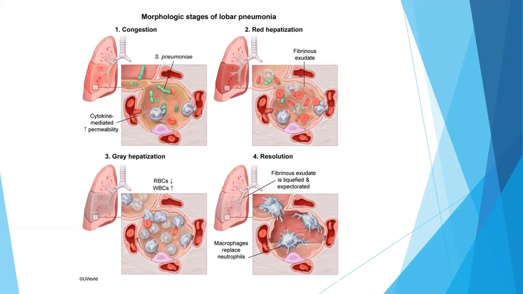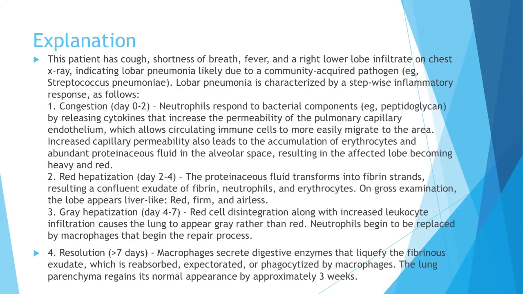And finally, when the macrophages come and start eating the exudates and bacteria, and now the lung is resolving, that phase is called the resolution phase. So congestion, red hepatization, gray hepatization, and resolution. So this patient has cough, shortness of breath, fever, and right lower lobe infiltrate on chest X-ray, indicating lobar pneumonia, likely due to a community-acquired pathogen, Streptococcus pneumoniae. We have discussed these stages in the previous figure. You can just pause the video and go through the explanations that are written in words here.